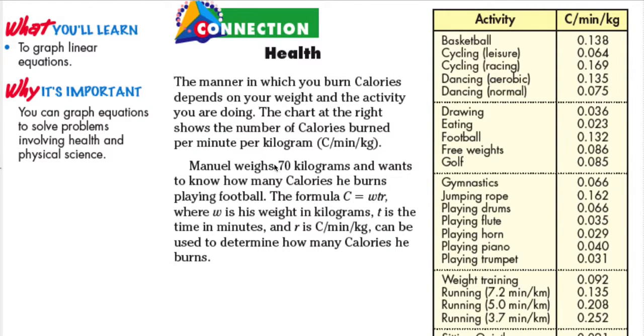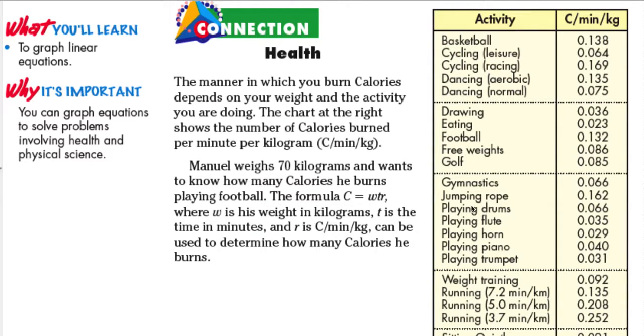The chart at the right shows the number of calories burned per minute per kilogram. Manuel weighs 70 kilograms and wants to know how many calories he burns playing football. The formula C equals WTR, where W is the weight in kilograms, T is the time in minutes, and R is the calories burned per minute per kilogram, can be used to determine how many calories he burns.